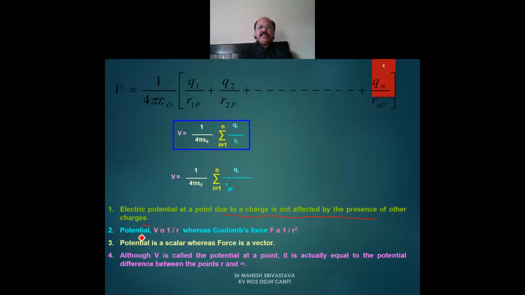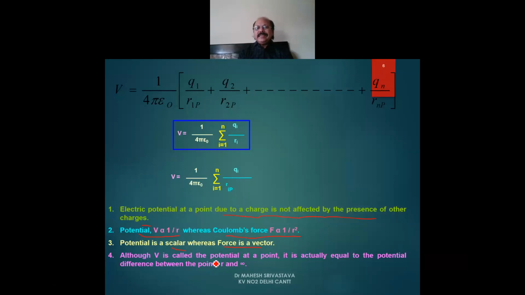Now from the expression, electric potential is inversely proportional to R, whereas Coulomb's force F is inversely proportional to R square. Similarly, electric field is inversely proportional to R square. Remember it. Electric potential is a scalar quantity, whereas force is a vector quantity. Same way, electric field intensity is a vector quantity.